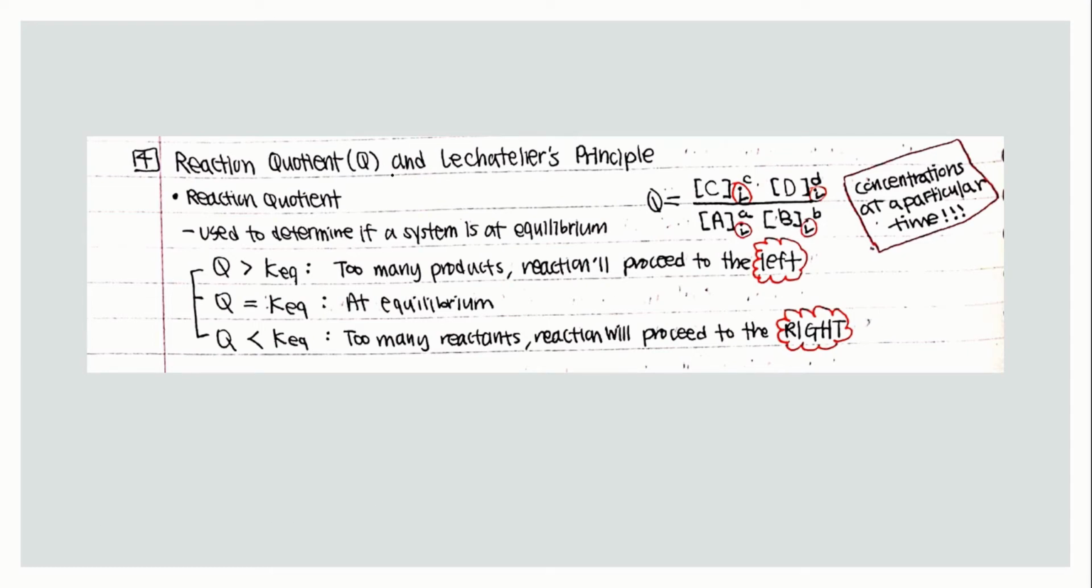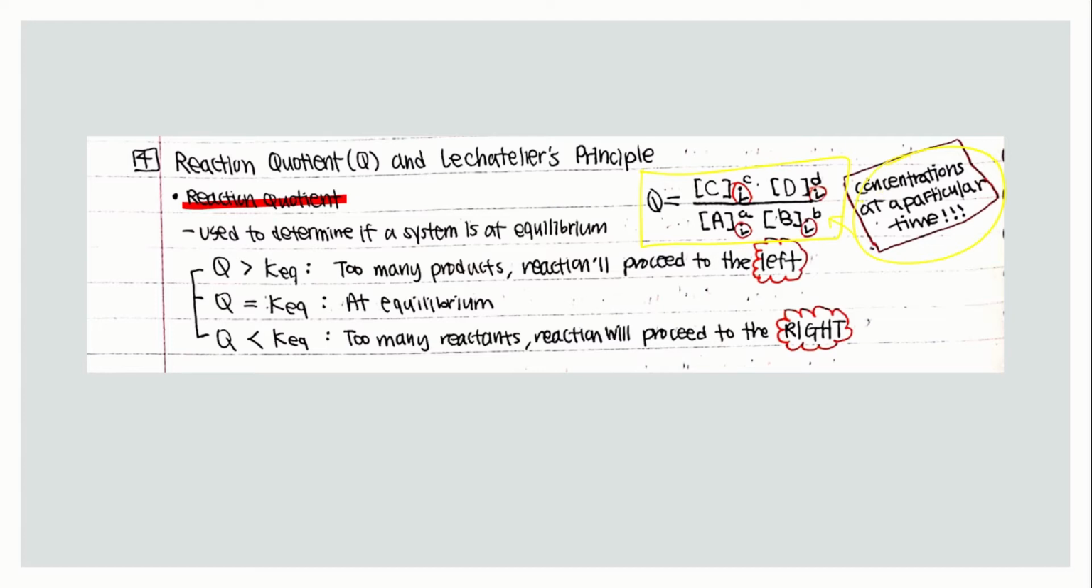Next topic is reaction quotient, Q, and Le Chatelier's principle. So reaction quotient is used to determine if a system is at equilibrium. For the expression, it will look the same as the Kc expression. The concentration of products goes to the numerator and the concentration of reactants goes to the denominator. But they are the concentrations at a particular time, not when the reaction is at equilibrium.